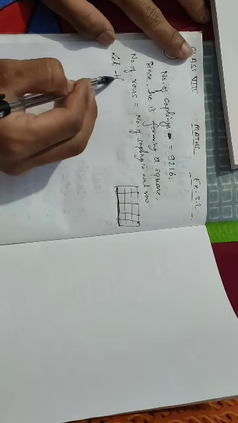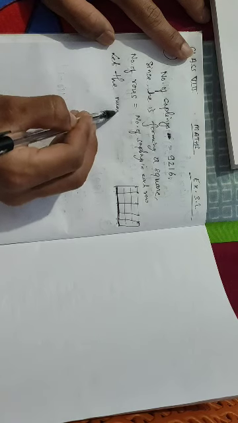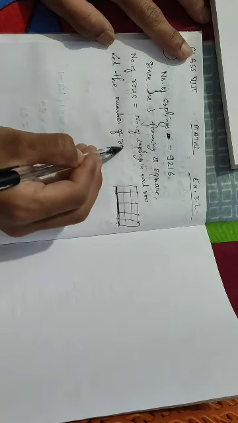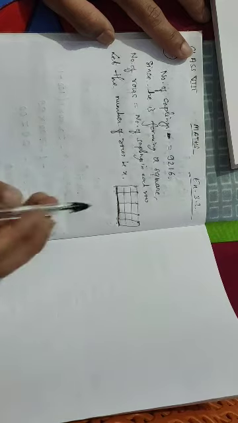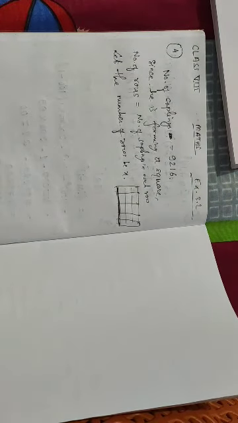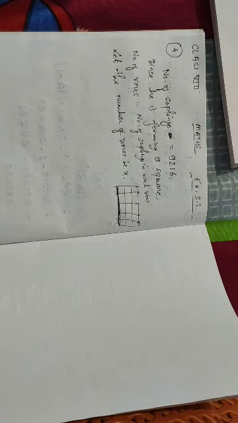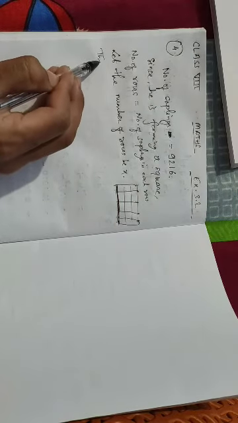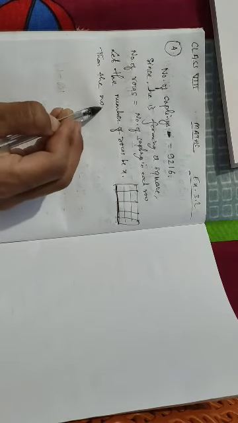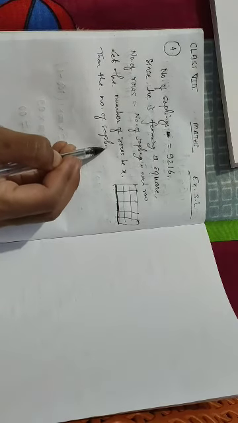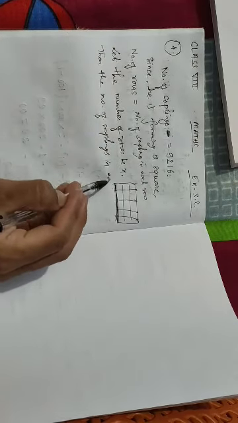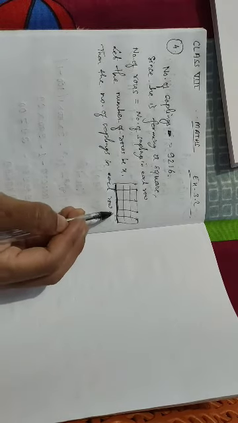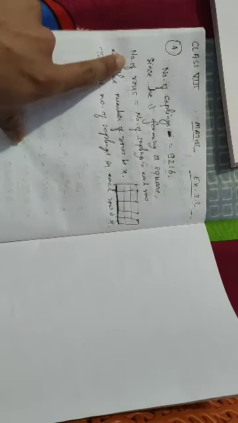Okay, so let the number of rows be x. So suppose he is planting the saplings in x rows, means he is making x rows. Okay, because we have to find the number of saplings in each row. Then number of saplings in each row is how much? X itself, because number of rows should be equal to number of saplings in order to form a square.